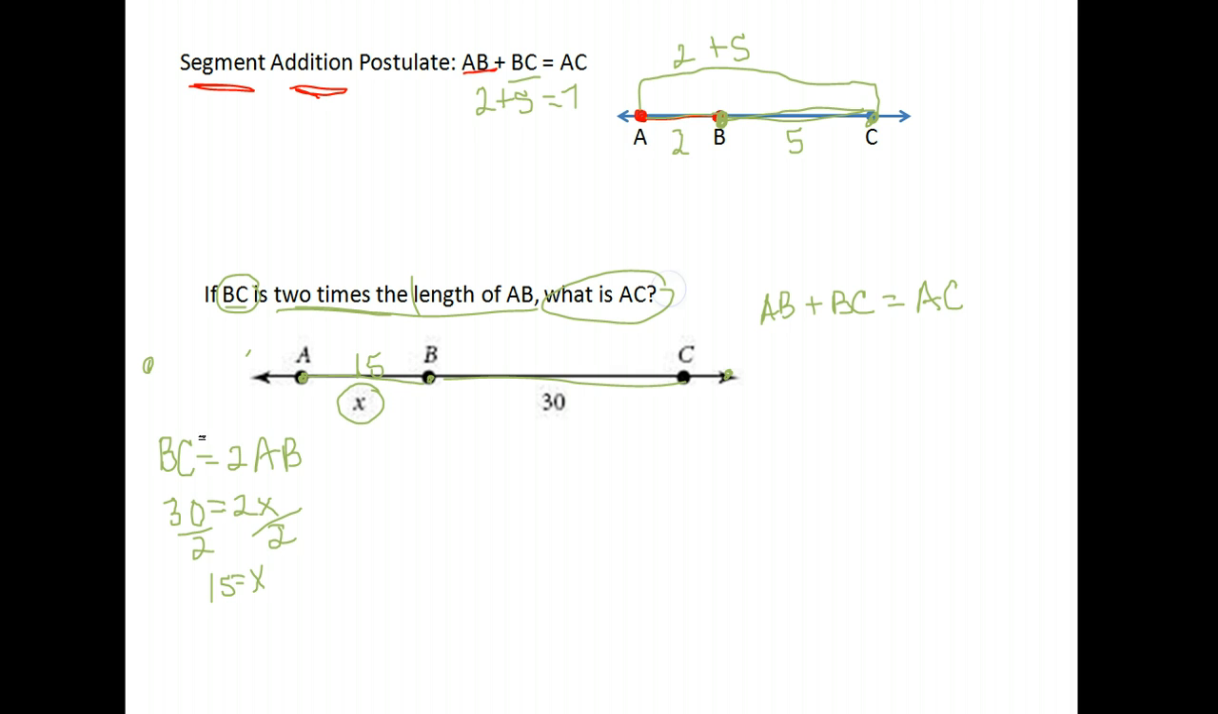What is the length from A to C? So if we start down here at A and go all the way to C, how far have we gone? We've gone 15 plus the 30, or 45.